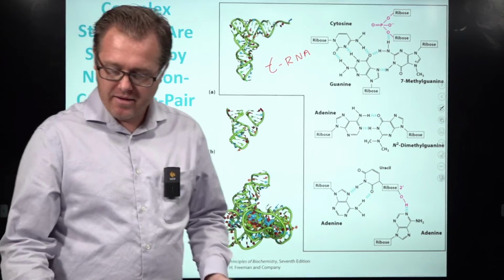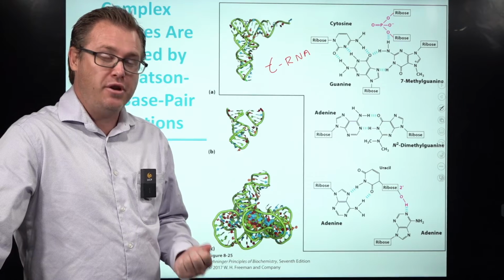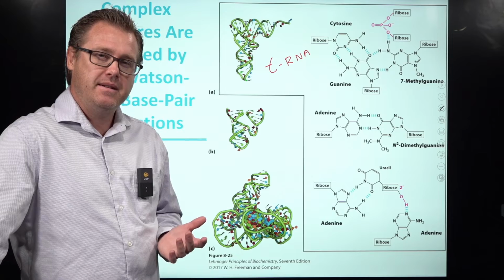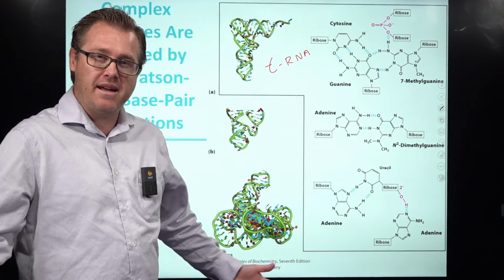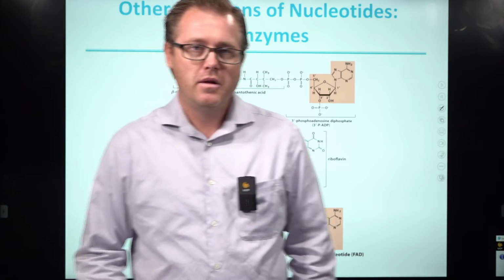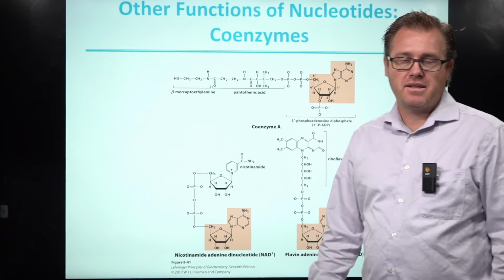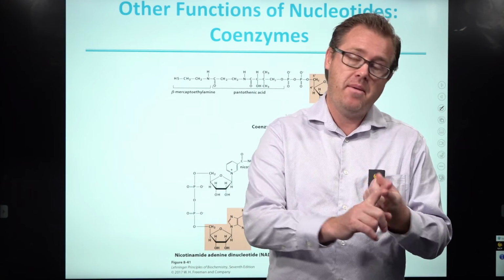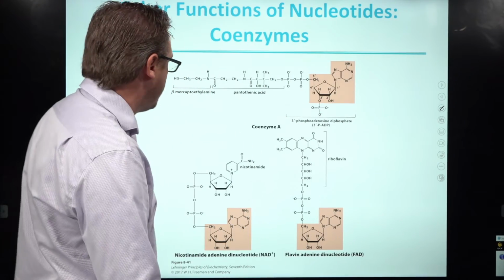So RNA, that field of study, is so interesting and so cool. All the different types of molecules that biology uses to keep cells alive and functioning properly. Next, what I want to talk about is looking at nucleotides and other functions that they can have. So we've been looking at nucleotides in DNA and RNA. Now let's introduce what else they can do.